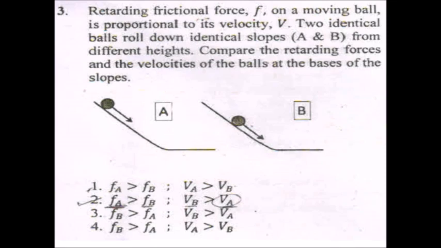Retarding frictional force F on a moving ball is proportional to its velocity. It means force is proportional to its velocity. Two identical balls roll down identical slopes A and B from different heights. Height is different, it means potential energy will be different. We know that potential energy gets converted into kinetic energy. So the more the height, the more the velocity will be. It means the velocity of A will be greater than B, and F is proportional to V, so FA will be greater than FB. So the answer will be 1.